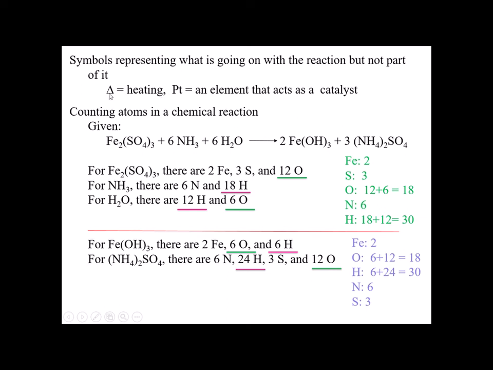You have a delta sign, which symbolizes the fact that the reaction was heated. Platinum or some other compound. And these, I don't have an example of these, but these would appear around the reaction arrow area of the equation instead of either the reactant or product side. And so this is platinum, which is a common catalyst. And so these things would appear right here.